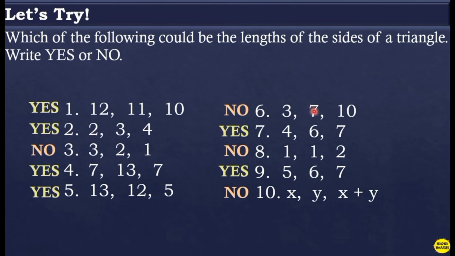Next, 3 plus 7, that is already 10, which is equal to 10. So, that is no. And then, 1 plus 1, this is 2. So, this is also equal to the third side. So, it is not a triangle either. That's why it's a no. And then, this one, what if we have variables? When we add the lengths of the two sides, x plus y, the third side is also x plus y. So, it is equal. That's why it's a no.